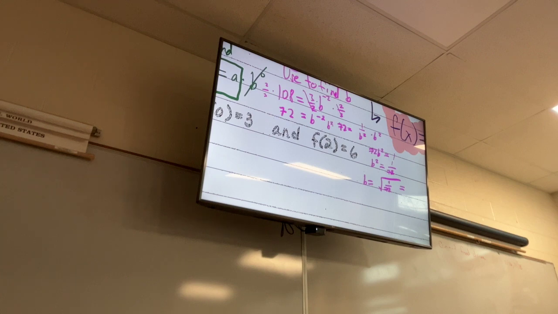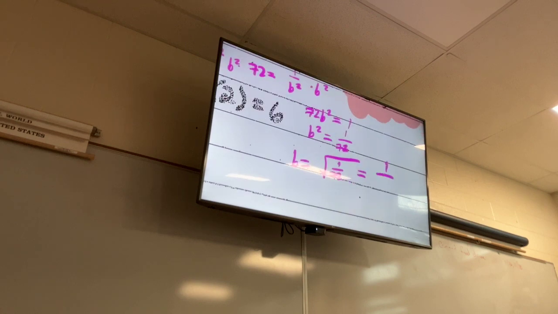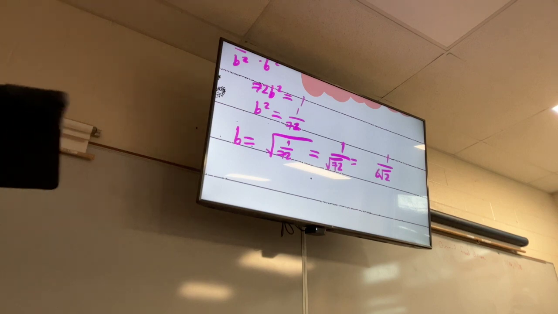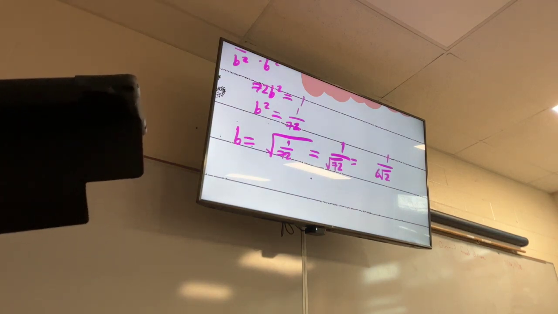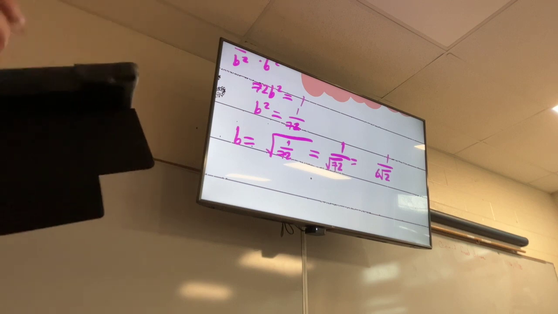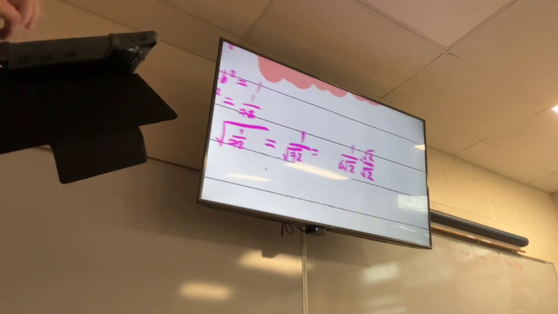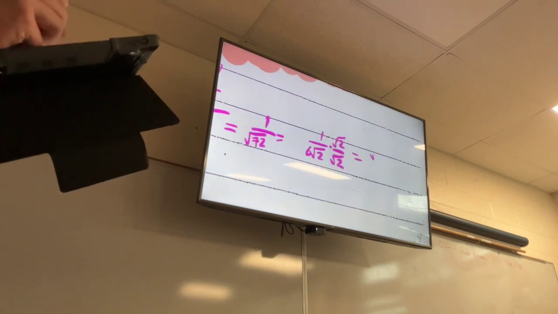And then 1 over root 72, that's 1 over 6 root 2. Are we supposed to rationalize our denominators? Looks like we are. So we want to rationalize this denominator, so we multiply top and bottom by root 2. That gives us root 2 over 12.